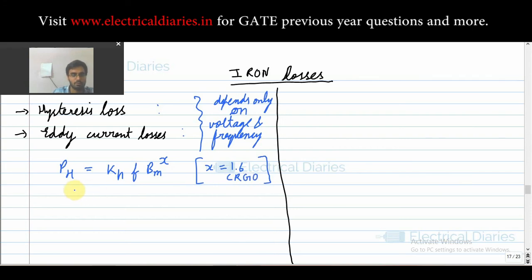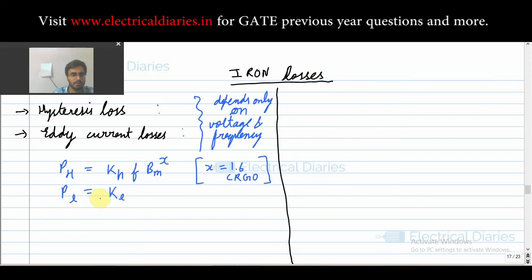Most of the questions you will find related to iron losses, specifically Ph and Pe, are in the case of transformers only. In other machines they generally give you the iron losses directly, because these are not much in other machines, but in transformers they are significant and important. Many questions are asked, and those questions are based on this discussion only.